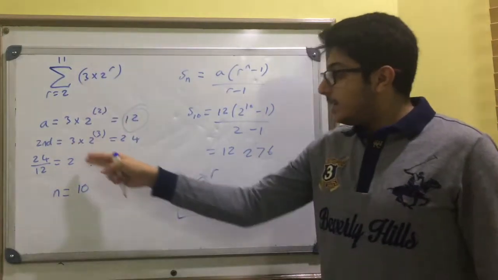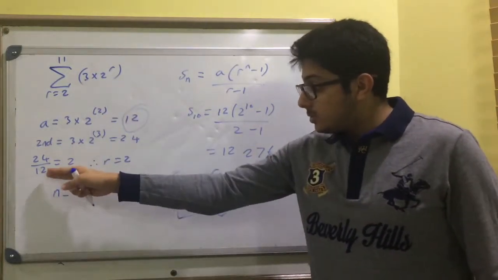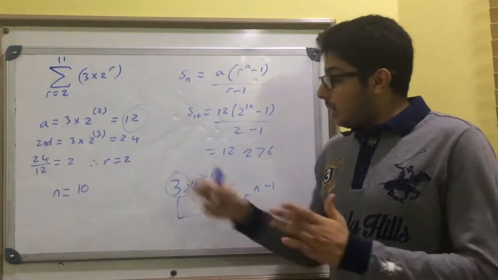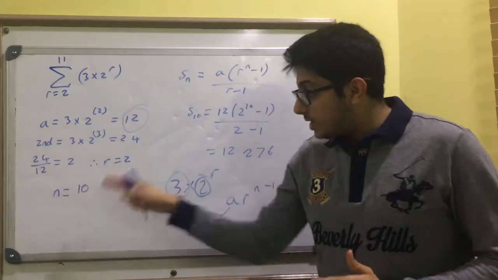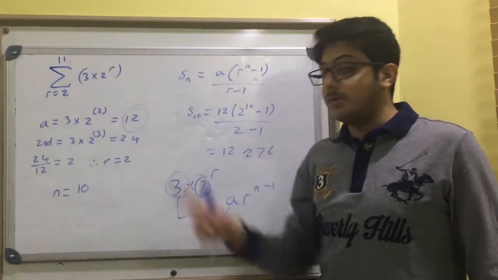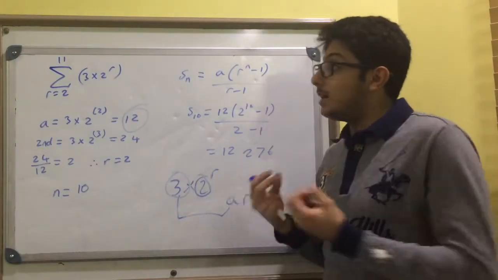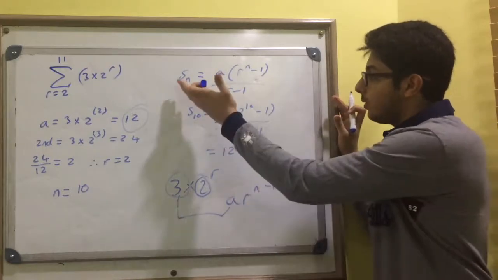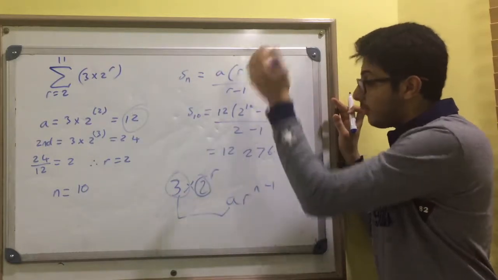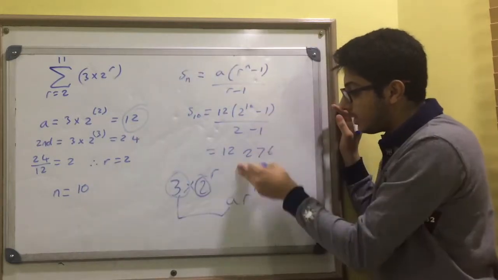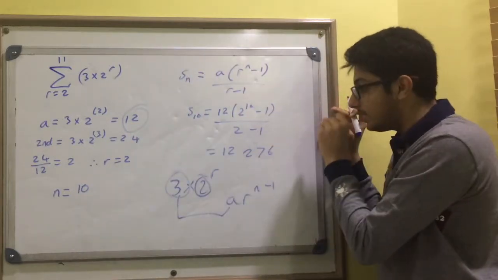So, I find the second term and I divide by the previous, so I divide by the first and I get 2. r is 2, that's the common ratio. And n is 10, so 10 terms, from 2 all the way up to 11. So we're using 10 values for r. So there's 10 terms. So S of n is a(r to the n minus 1) over r minus 1. Substitute in all the values and we get 12,276.